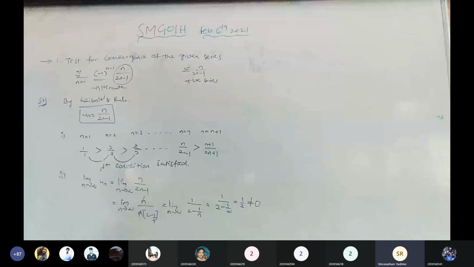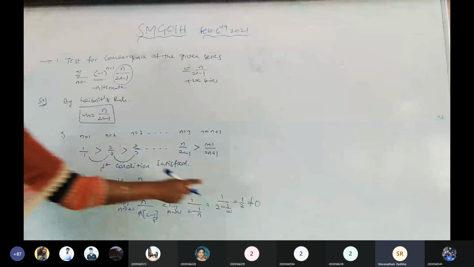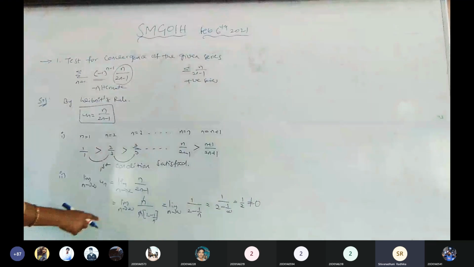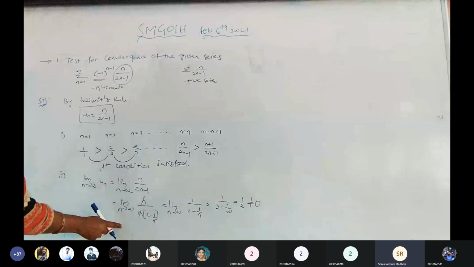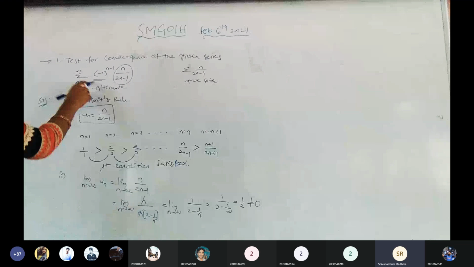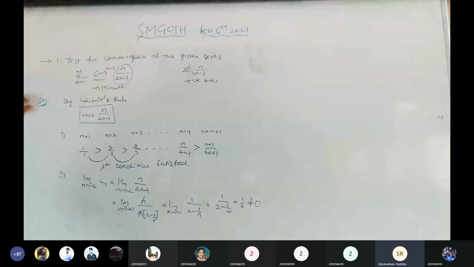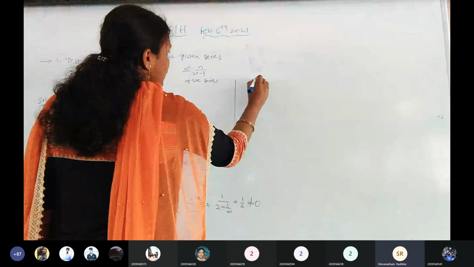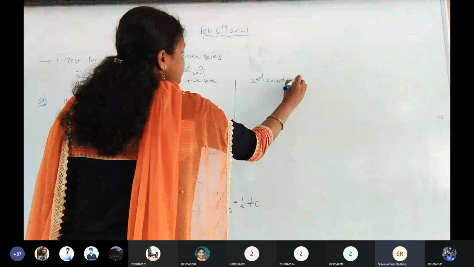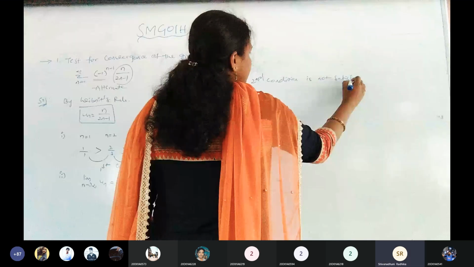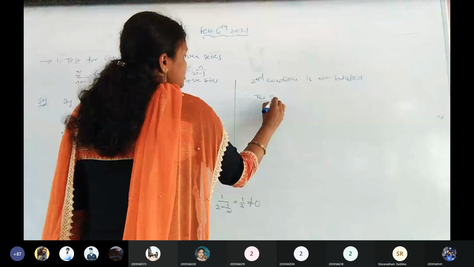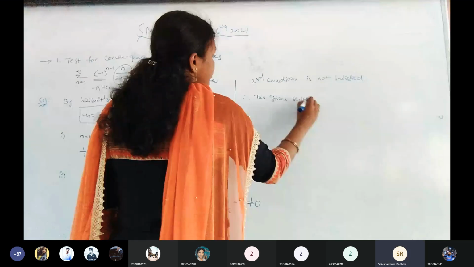The second condition: we simplify the limit of un. Compulsorily, we must get the value 0. Then only the second condition is satisfied. Otherwise, the second condition is not satisfied. Now, what is the given series? Not a convergent series. The second condition is not satisfied. Therefore, the given series is not convergent.